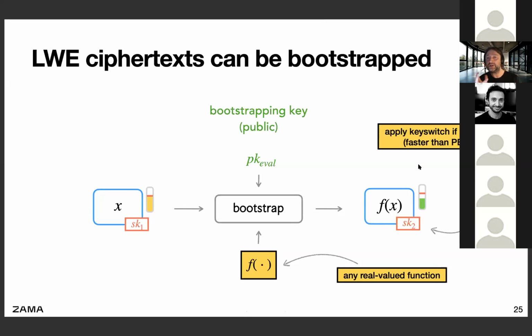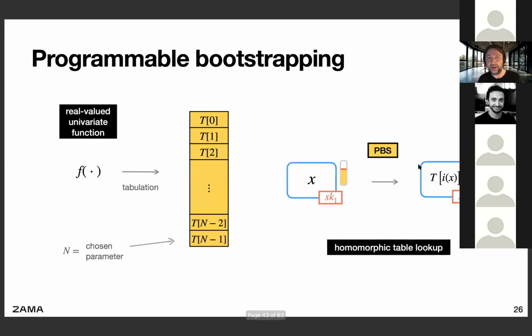And because you're switching from one key to another key, you can always apply key switch so that you can get back to the first key again, if you want to keep the consistency of what you're doing. And key switching is actually much faster than a bootstrapping. But again, we're talking about milliseconds versus a few tens of milliseconds. So not a big deal.